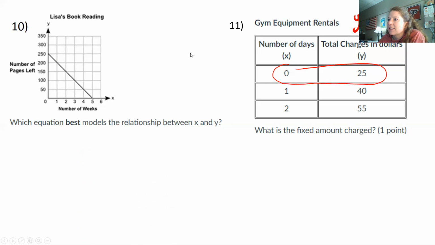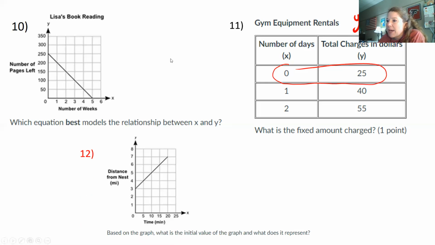All right, what did that say on the top? Distance. Oh, based on the graph, what is the initial value of the graph and what does it represent? So this is the distance from a nest. So maybe we're talking about a bird. And this is how much time goes by. So whenever someone started timing this bird, we'll assume it's a bird, when they started their timer, the bird was already 3 miles from the nest. So the initial value when x is 0, y is 3. The initial value was 3, and this represents miles, 3 miles.